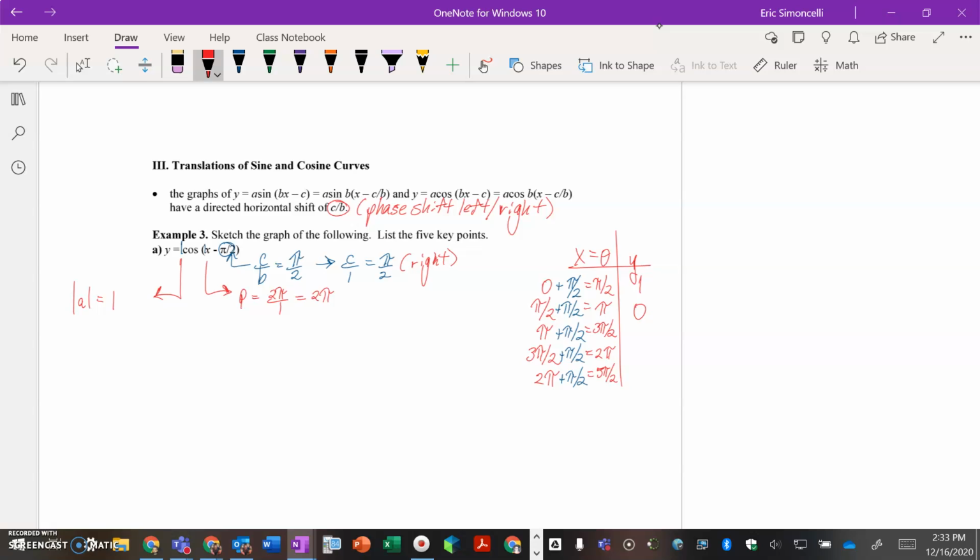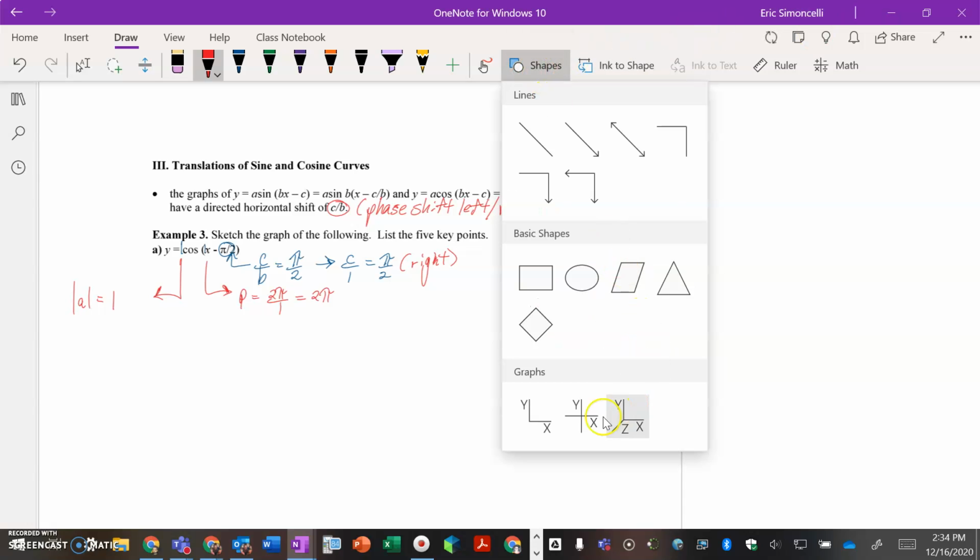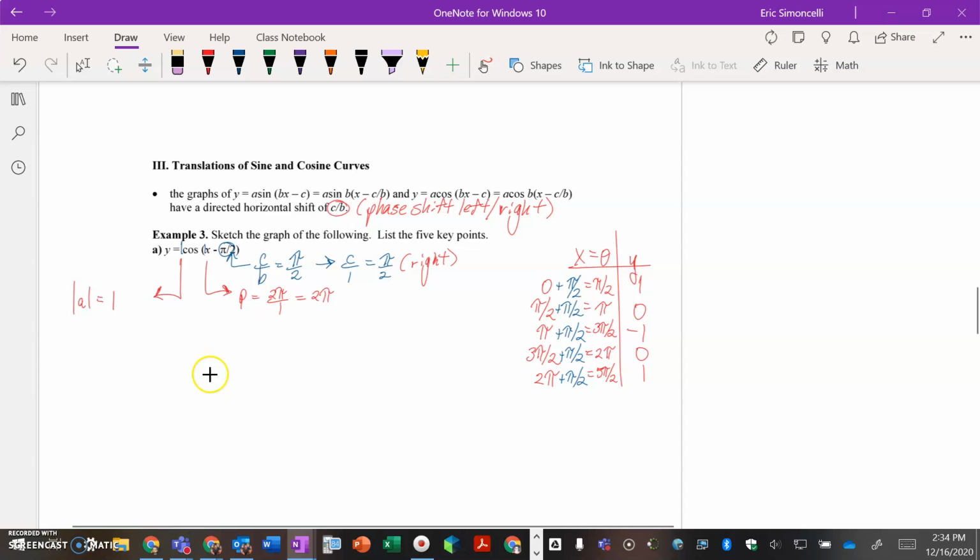3 pi over 2 minus pi over 2, that's 2 pi over 2, which is pi. Cosine of pi, -1. -1 times 1, -1. And so on and so forth. So all of these values should end up being the exact same outputs for a basic cosine function graph, except, of course, we are looking at it from the standpoint of shifting it to the right.